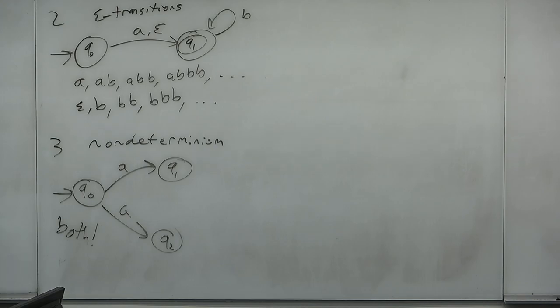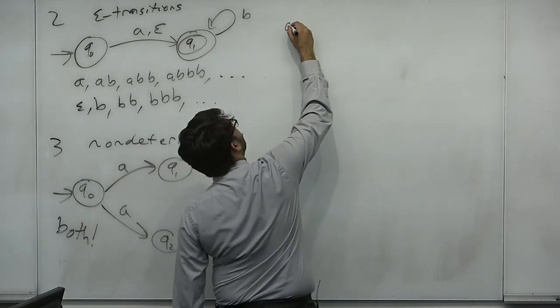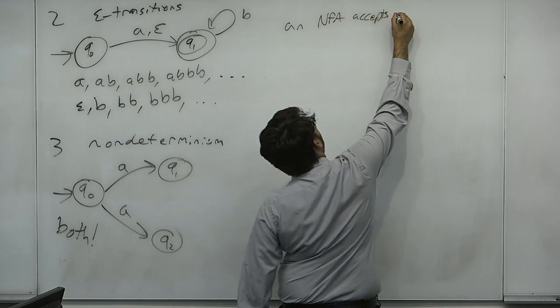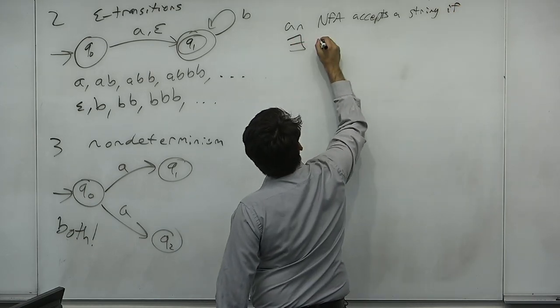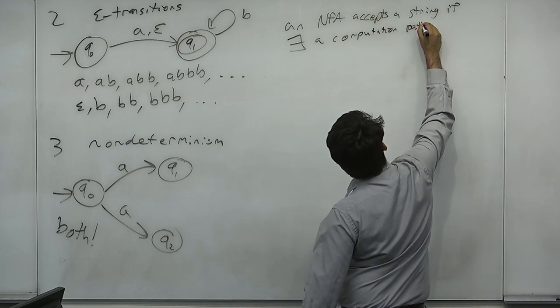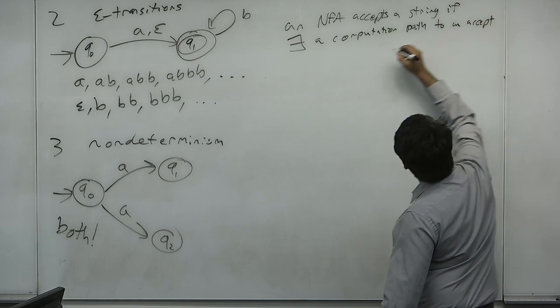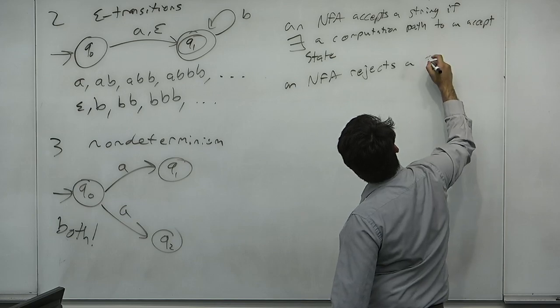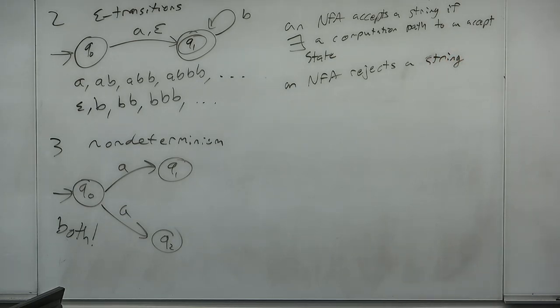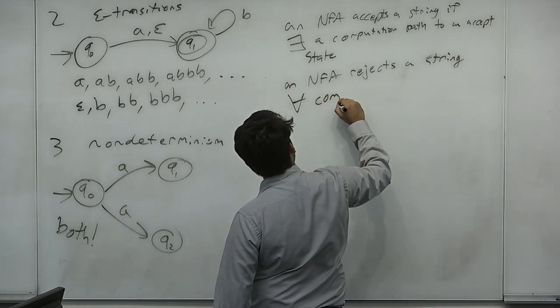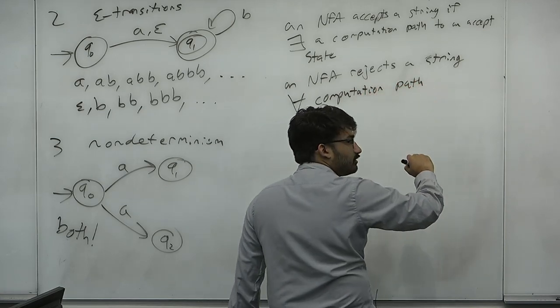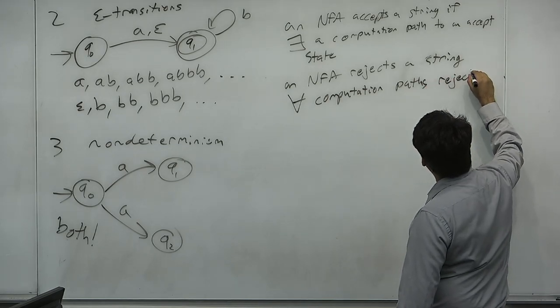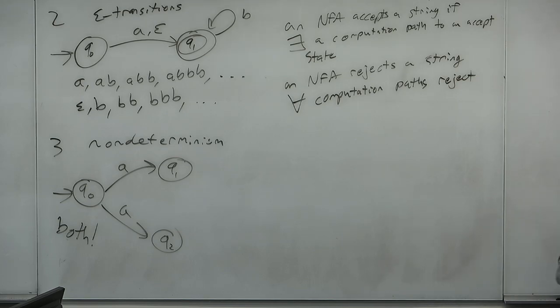Now, how do we fit this into a model of accepting strings or not? So we say an NFA accepts a string if there exists a computation path, a set of choices, to an accept state. An NFA rejects a string when? When should, ideally, if this is to be well defined, an NFA reject a string? For all paths it rejects. If it doesn't accept, it must reject. So you simply take the negation. Every computation path on that specific word leads to a reject state, either implicit rejection or otherwise. So this is the definition.